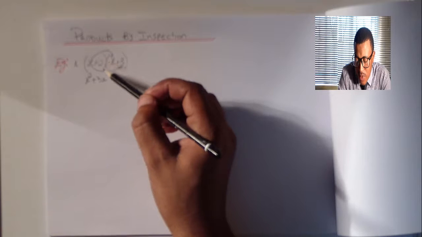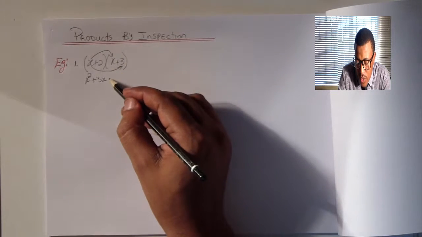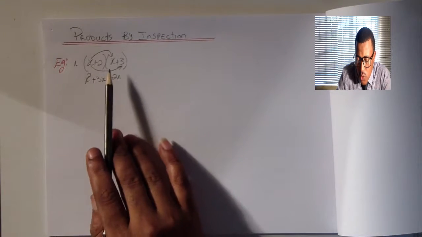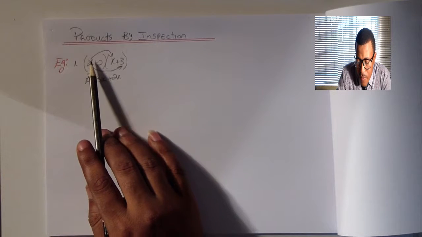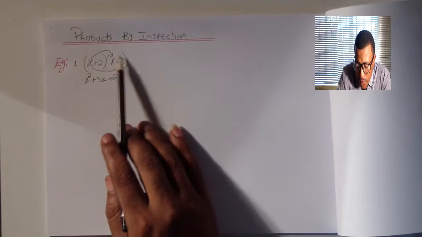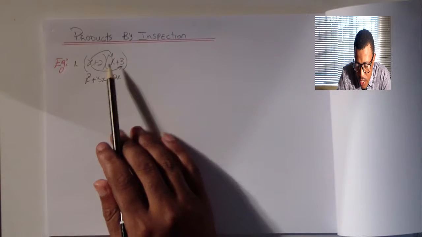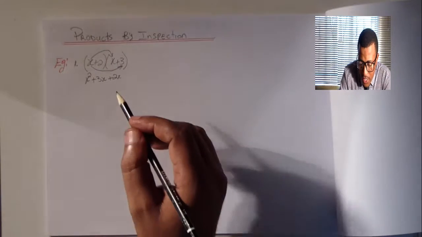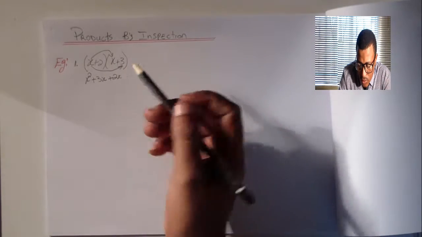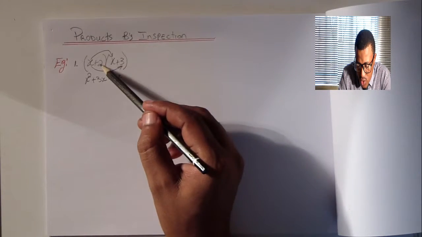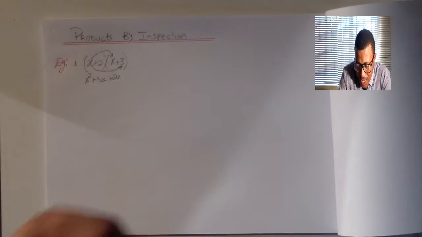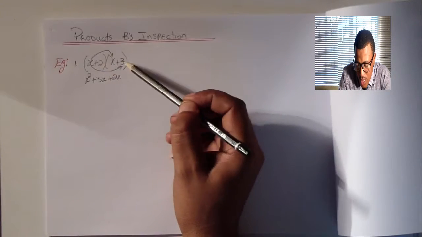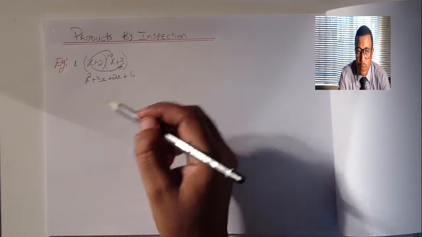Now we go again. Positive 2 times positive x, we get positive 2x. As we can see, we have multiplied this x with the numbers in the second brackets. Now we come to positive 2 here. A positive sign multiplied by a positive sign gives a positive sign, and then 2 times x, we get 2x. And lastly, positive sign times positive sign, and then 2 times 3, we get positive 6.